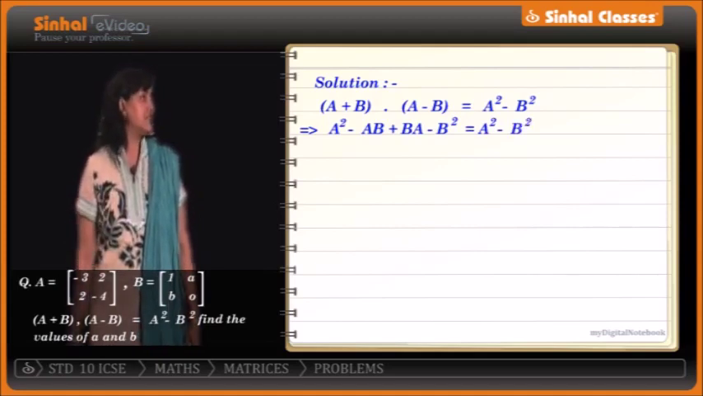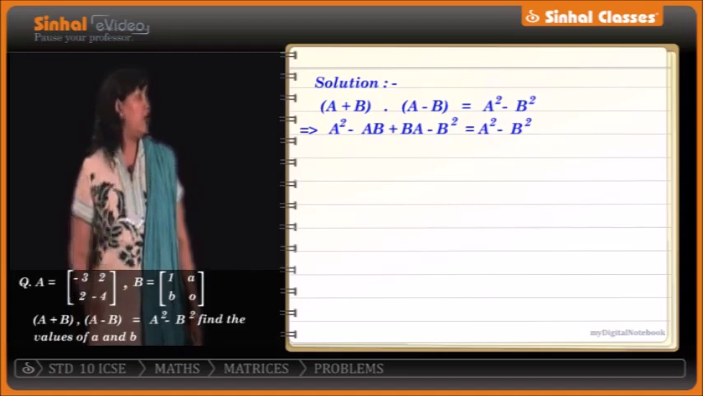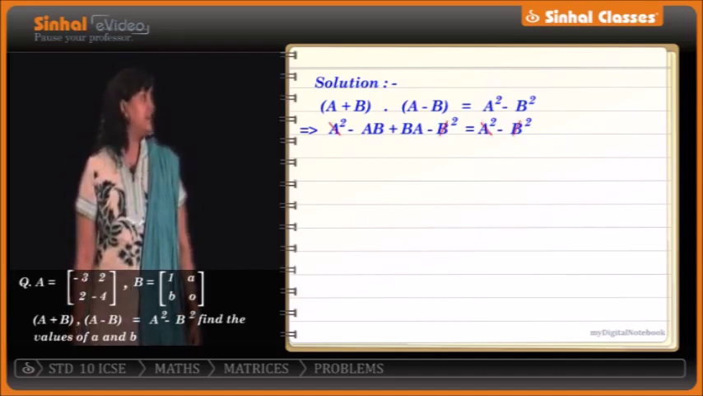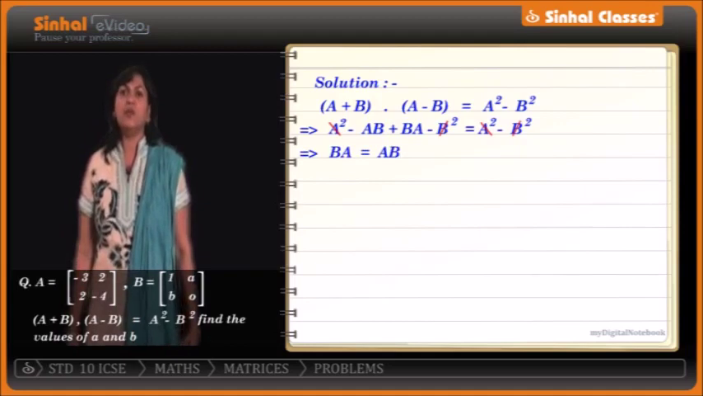Now take the RHS, that is A square minus B square. Now on LHS we have A square minus B square. We cancel A squares with A squares and B squares with B squares. Now we get BA is equal to AB. In this case we are getting BA is equal to AB. Is this true in general?